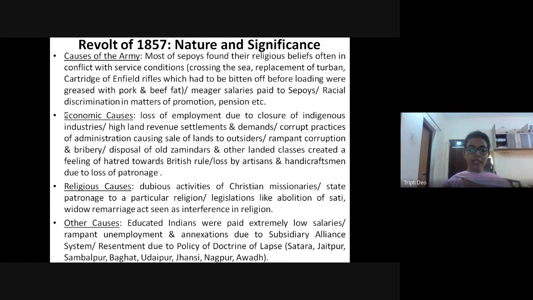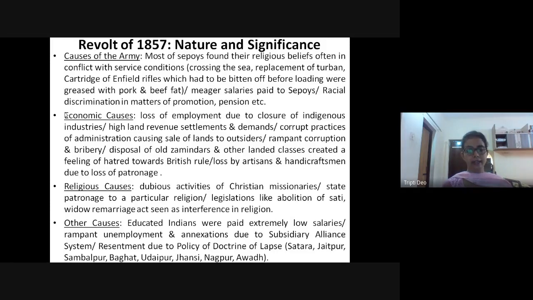Legislations like the abolition of sati and the widow remarriage acts were seen as interference in religion. These practices were not new to Indians; they were already practicing them. Now I am not here supporting that sati shouldn't have been abolished or the widow remarriage act shouldn't have been made. But what I'm trying to emphasize is that the Britishers suddenly abolished social practices that people had followed for years. For people at that point of time, it was a huge shock. They thought the Britishers were interfering in their culture, traditions and religion.